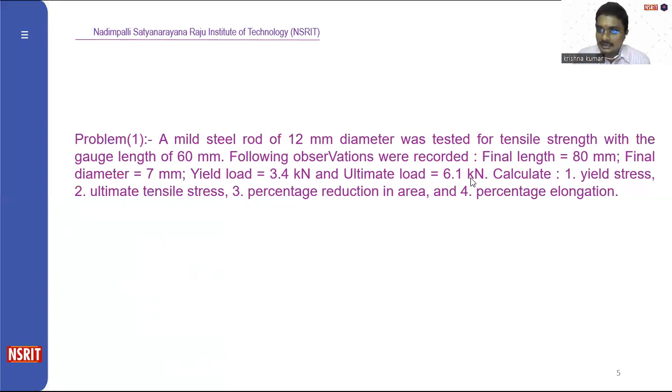So from this data, we should calculate what is the yield stress, what is the ultimate tensile stress, what is the percentage of reduction in area, and what is the percentage of elongation. So this is the problem that they have given. I think we have already discussed how to calculate the yield stress and ultimate tensile stress, and we have to see the percentage of reduction and the percentage of elongation. So see how we are going to calculate.